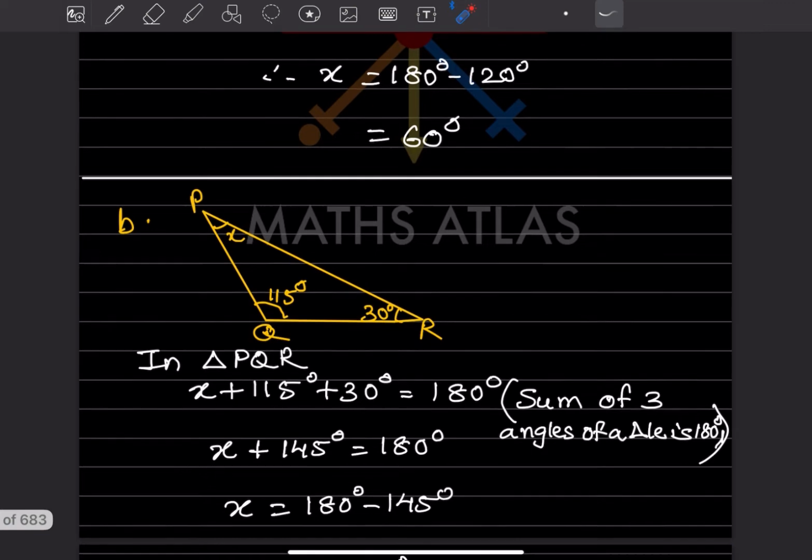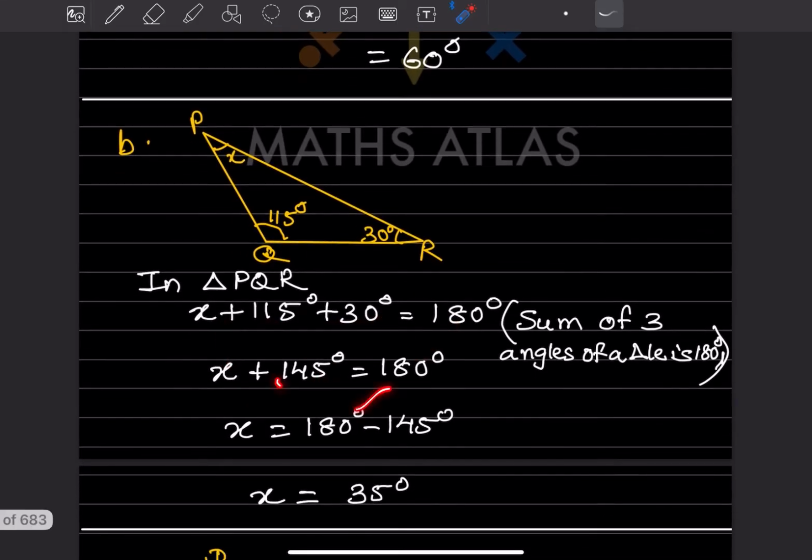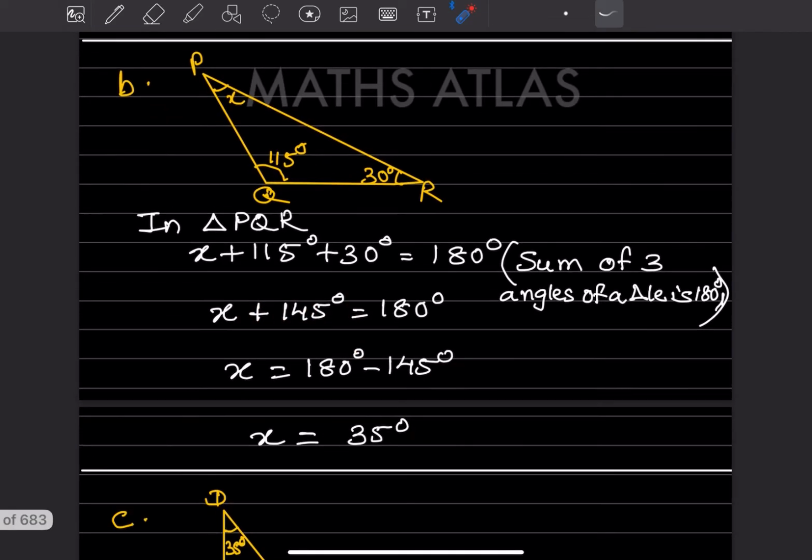Now the other one. Again, this is a triangle. We have to add all of this: x plus 115 plus this 30. So we can write, in triangle PQR, x plus 115 plus 30 is 180. Sum of three angles of a triangle is 180. So here this will be 145 and this will be 180. So x will be 180, this 145 will go to the other side, that is going to be minus 145. So x will be 35 degrees.